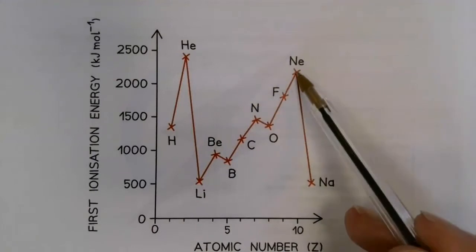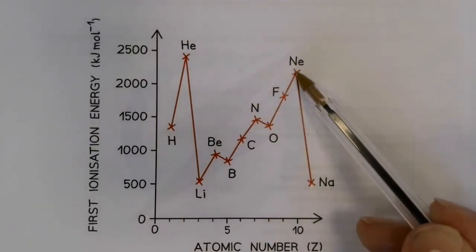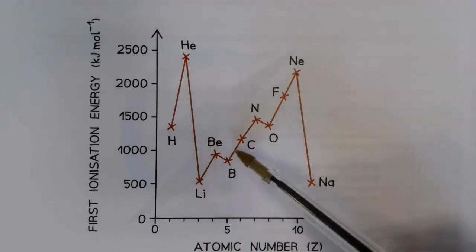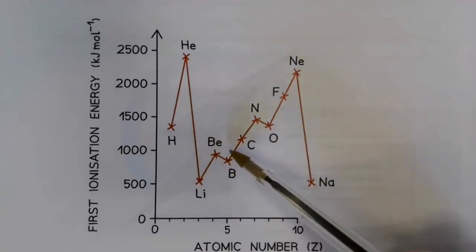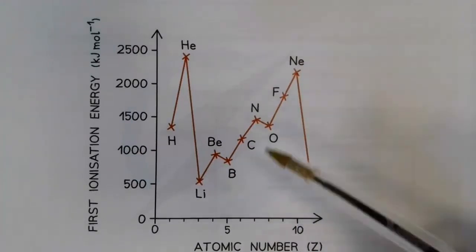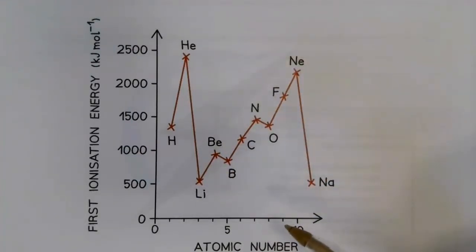So proton number is increasing, making it harder to remove. The electron is in the same principal quantum shell, so in this case it's all in principal quantum shell 2, so they've got similar shielding. So overall there's a general increase.